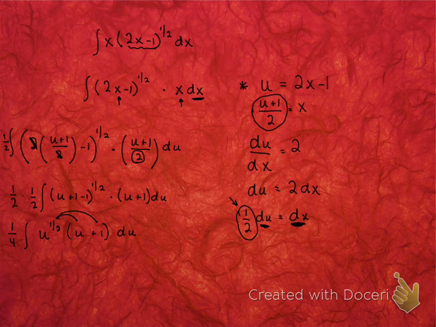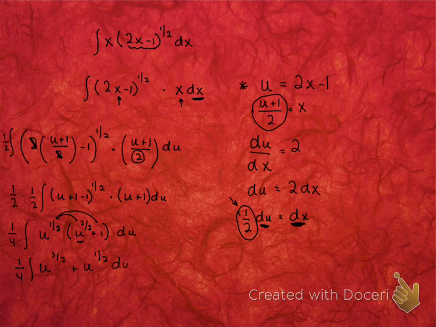Now that everything is in terms of u, we can actually distribute in the u to the 1/2 because the power on that u is a 1, but we can rewrite it as 2/2. Now we can add the powers. Remember, when you are multiplying like bases, you add your exponents. So u to the 1/2 times u to the 2/2 is u to the 3/2 plus u to the 1/2 when we distribute all the way out.